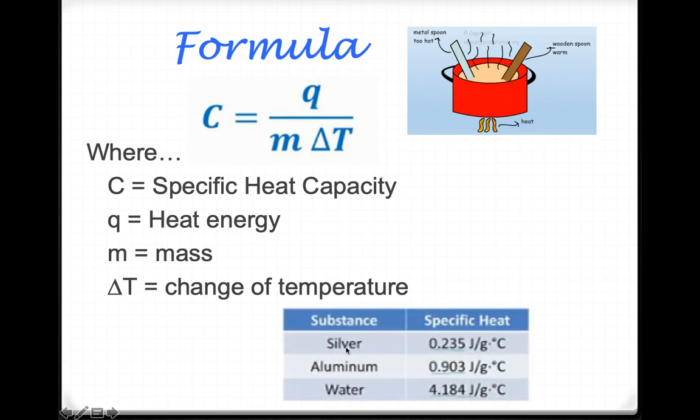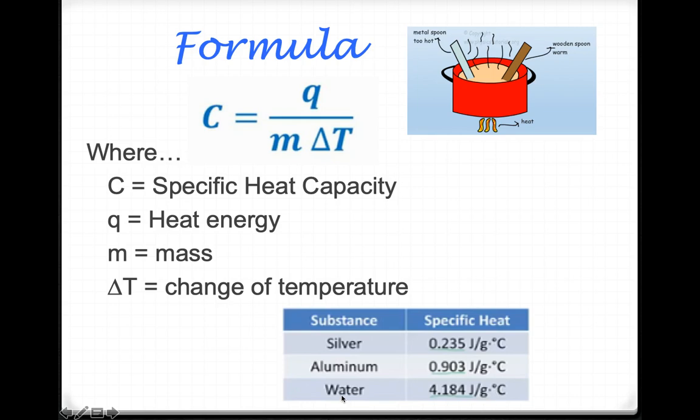So, just giving actual numbers. Silver's specific heat capacity is 0.235 joules per gram degree Celsius. So if you have 1 gram of silver raising 1 degree Celsius, it has to absorb 0.235 joules. Aluminum can absorb 0.903 joules before 1 gram of aluminum would change its temperature 1 degree. Then look at what water's is, 4.184 joules for 1 gram of water to change its temperature 1 degree.